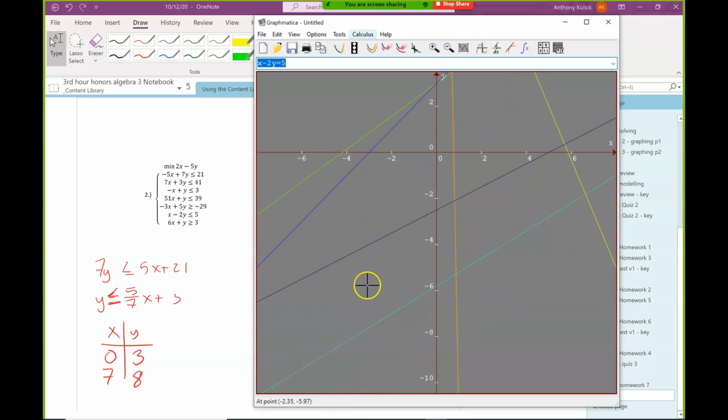And then our last one is 6x plus y equals 3. And that one doesn't do anything, right? Notice, oh, it's bigger than that. So it doesn't really do anything, right? It's just going to, oh, wait a minute. Oh, what does that do?